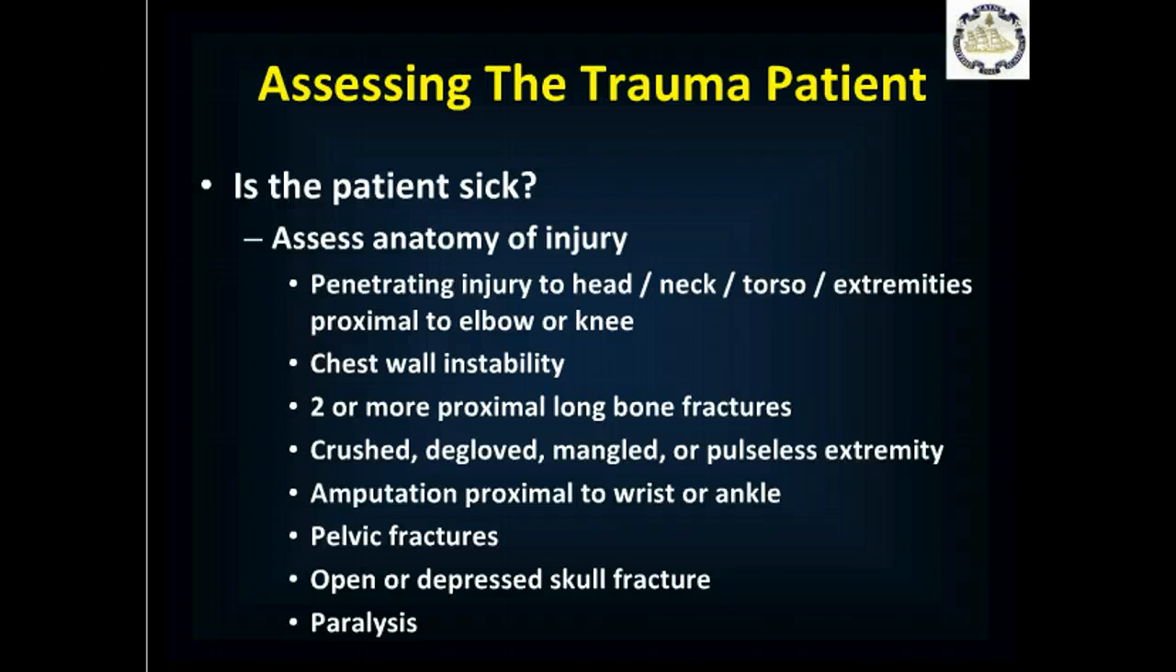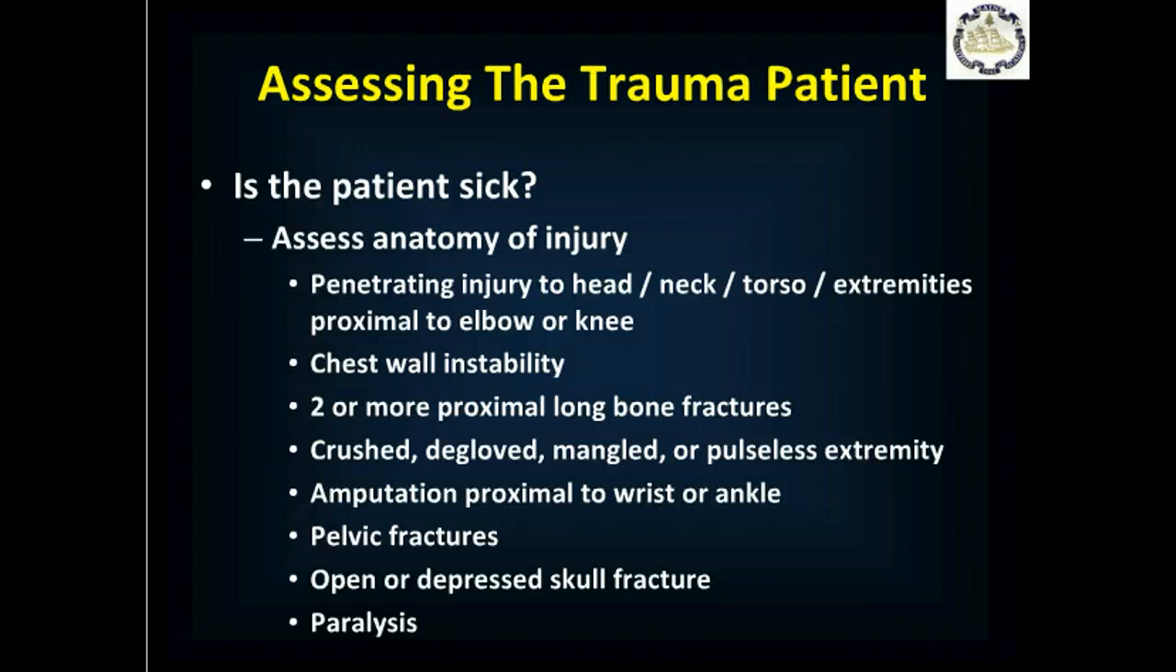Two or more proximal long bone fractures, so the humerus and the femur are considered the proximal long bones, the humerus in the arm, femur in the leg. If two or more of those are broken, that's a lot of energy to do that. Those patients need to be evacuated.